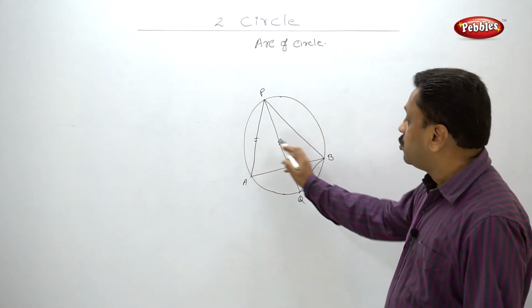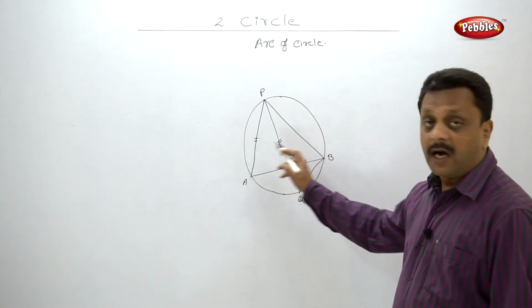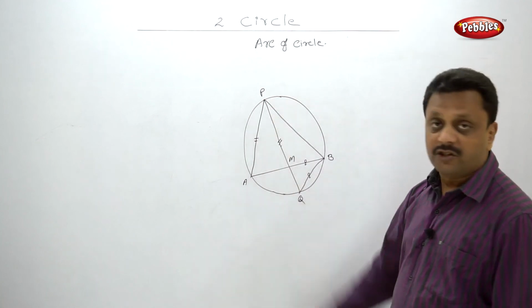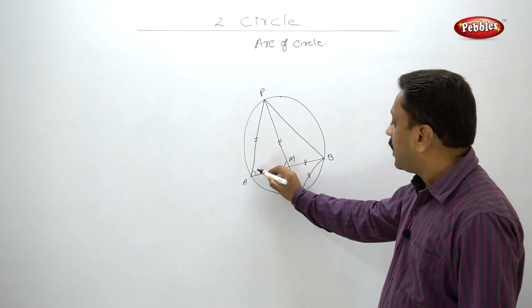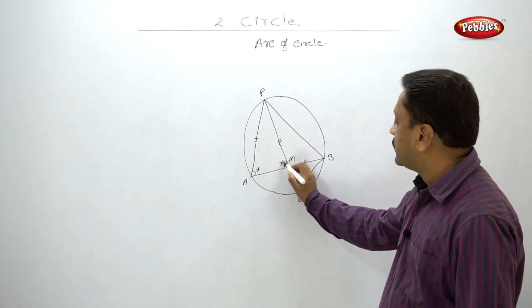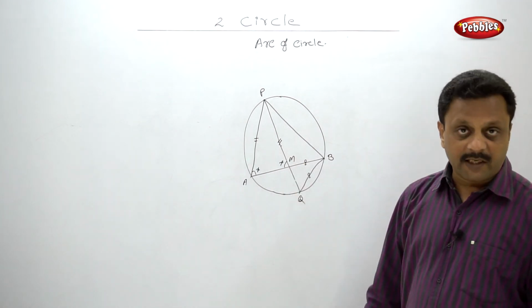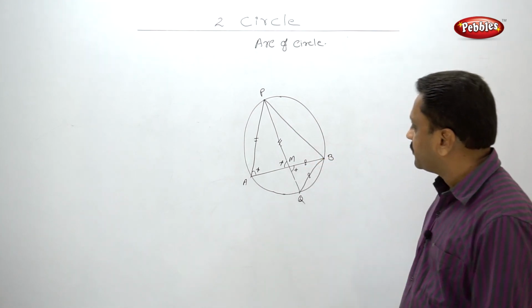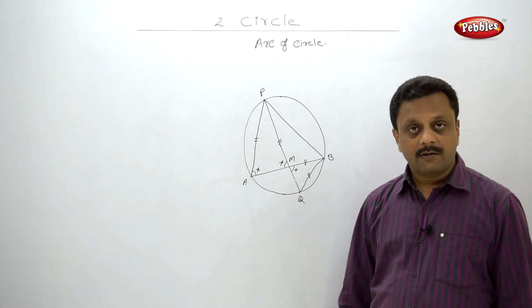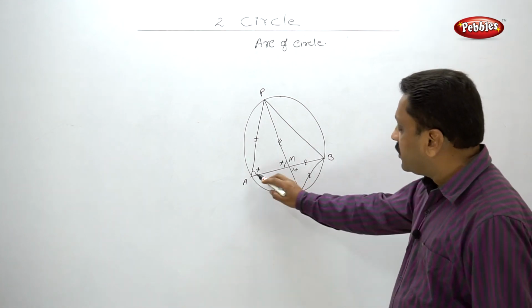Since these two sides are equal, that means this is an isosceles triangle, and so these two angles are also equal. I will call them X. These two angles are X. Now this is a vertically opposite angle, so this will also be X. Correct?